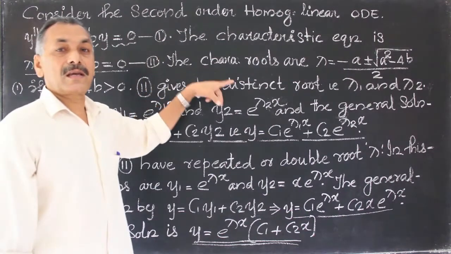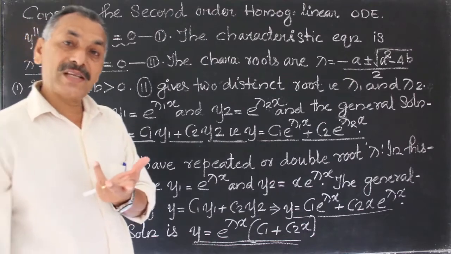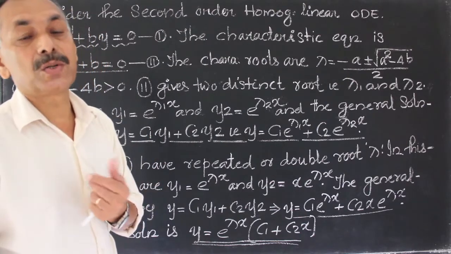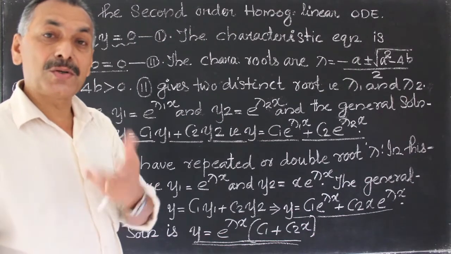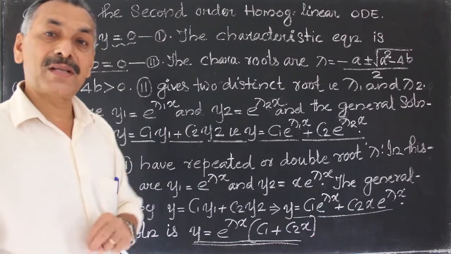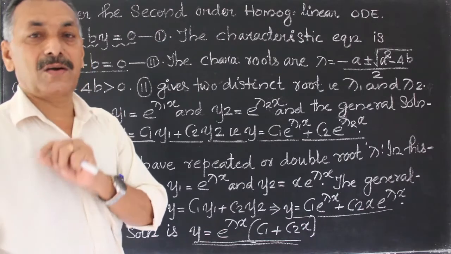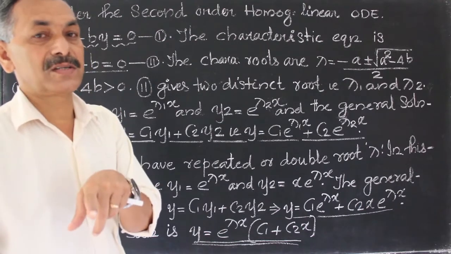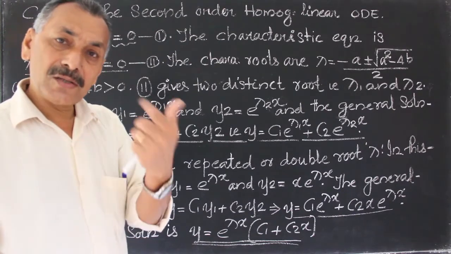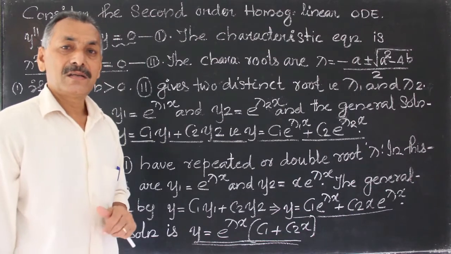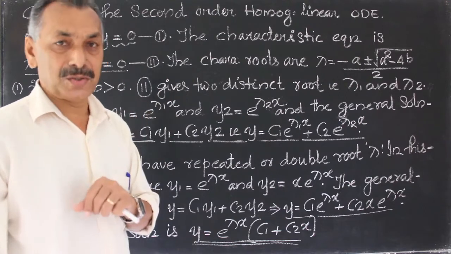Now this is a second degree equation in λ. The general form of such an equation is ax² + bx + c = 0. The solutions are x = (-b ± √(b² - 4ac)) / 2a. Here a is the coefficient of x², b is the coefficient of x, and c is the constant. But here the variable is λ: λ² + aλ + b = 0.